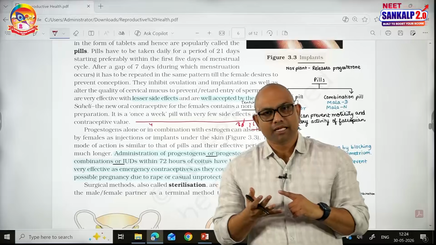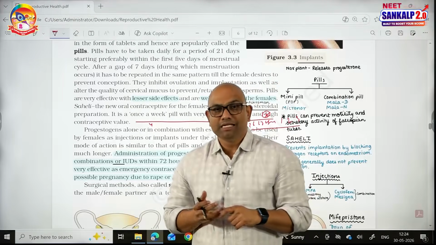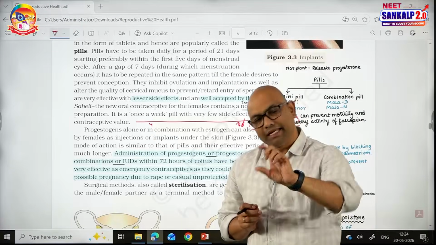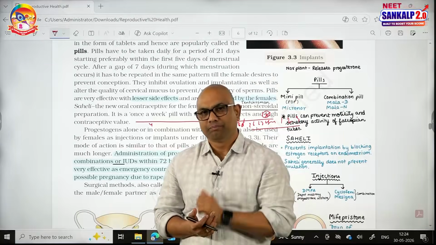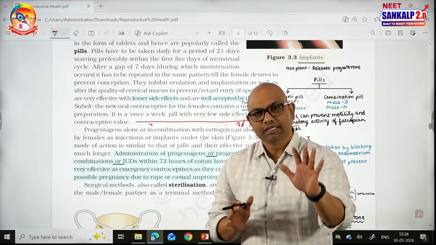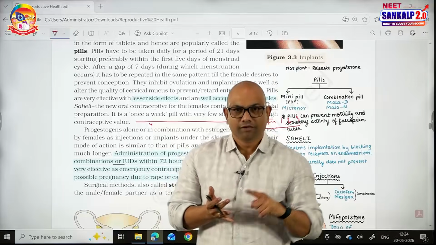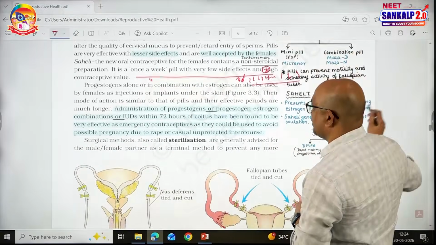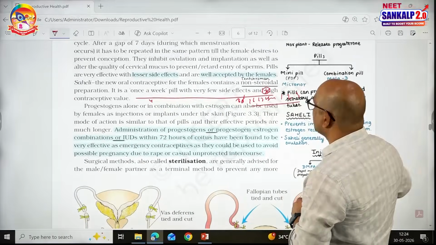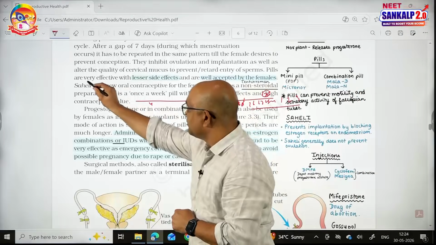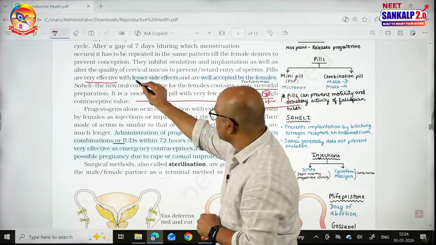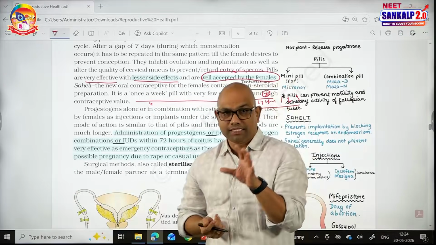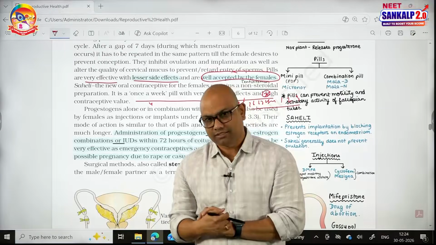So overall, the pills can prevent ovulation. Pills can prevent fertilization also by altering the quality of cervical mucus. Again, the pills can thicken the cervical mucus, preventing fertilization. Pills can also prevent implantation. Ovulation is prevented, fertilization is prevented, implantation is prevented. I am talking about the pills that are steroidal in nature. And other points related to these pills are, remember guys, pills are very effective, have lesser side effects and are well accepted by females. These are the steroidal oral contraceptive pills.